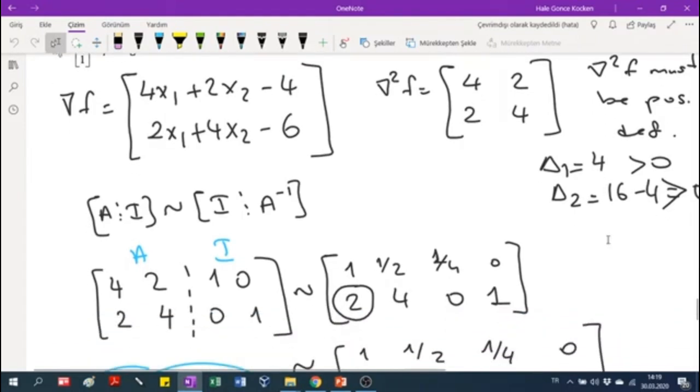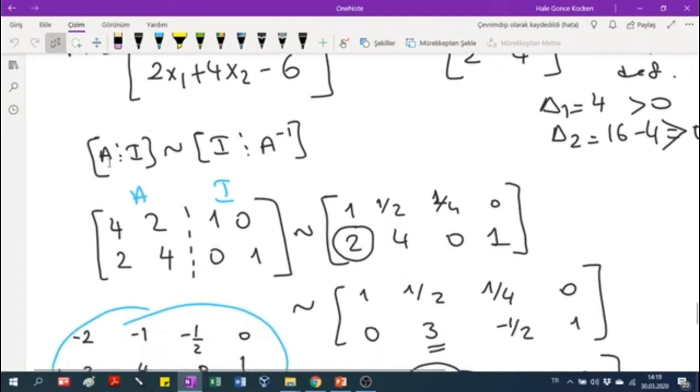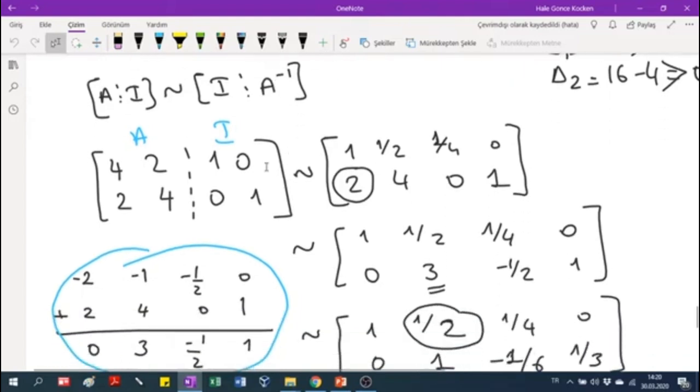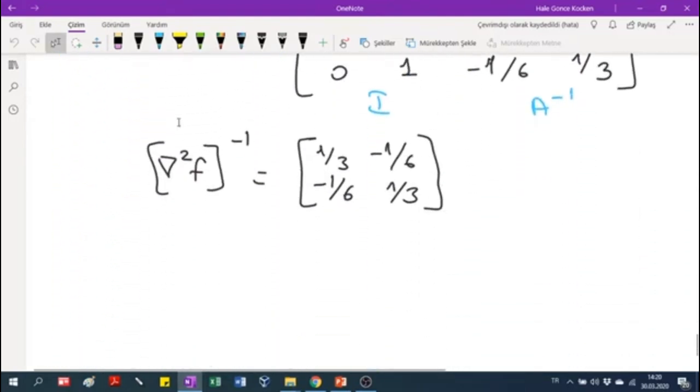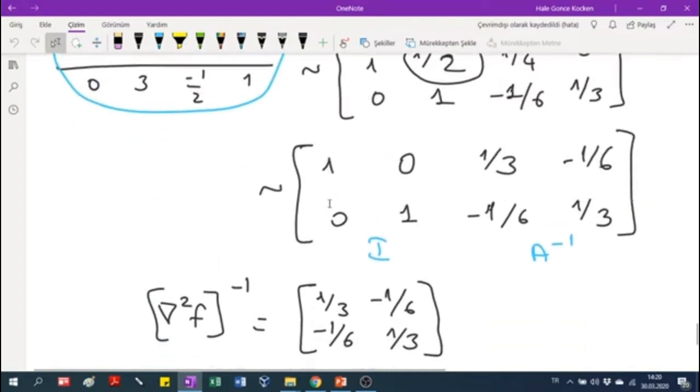To find the inverse of the Hessian matrix, we need to apply the elementary row operations technique. If you know any other technique to find an inverse, then you can apply that technique also. We begin with A and I, and then we convert A to I, and we obtain A inverse instead of I. So we began with A and I, we did some elementary row operations, then we found the inverse of the Hessian.